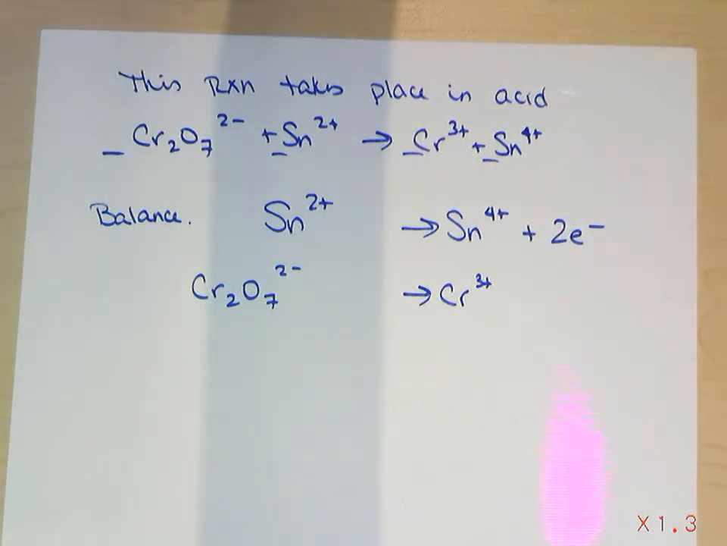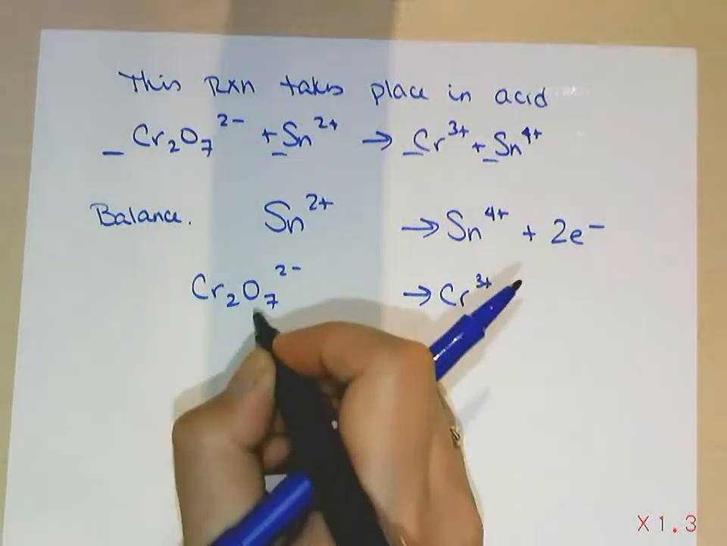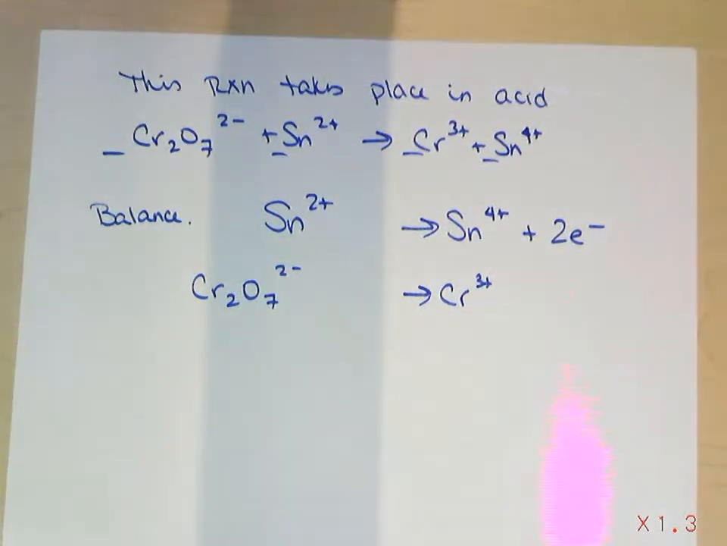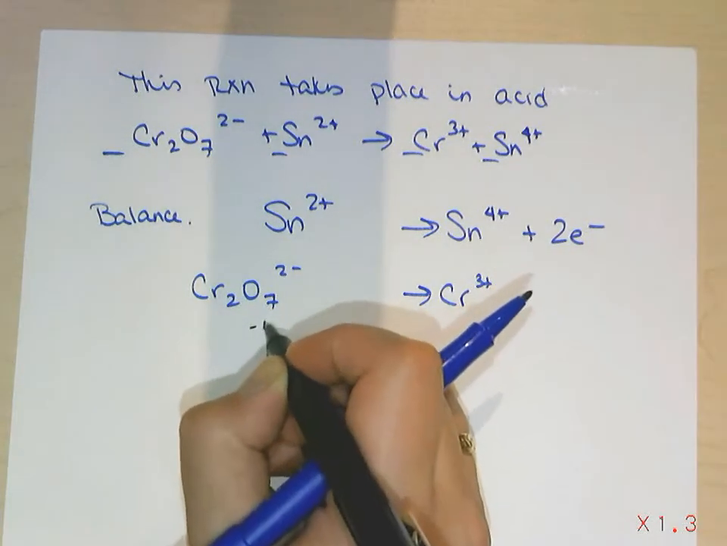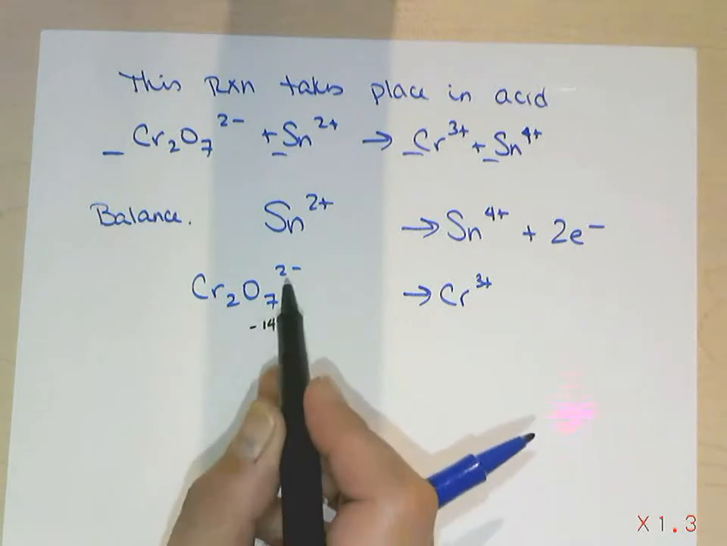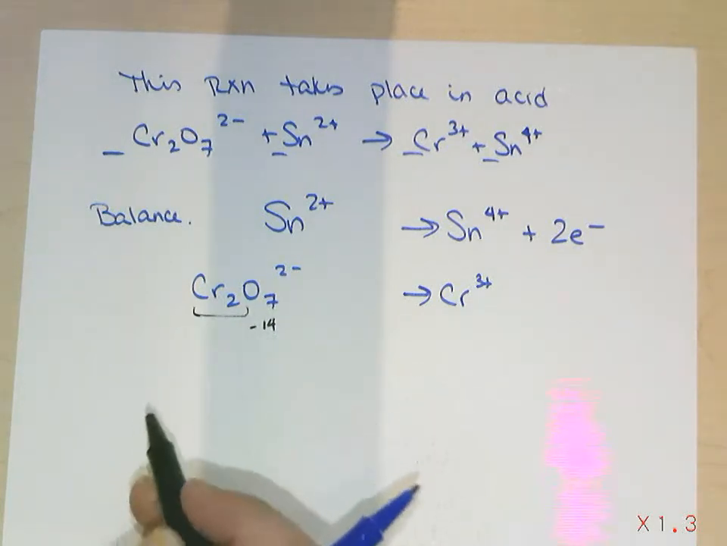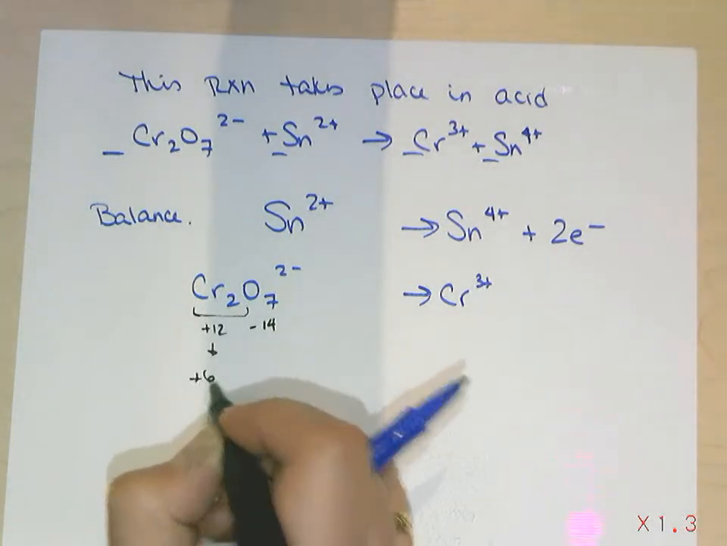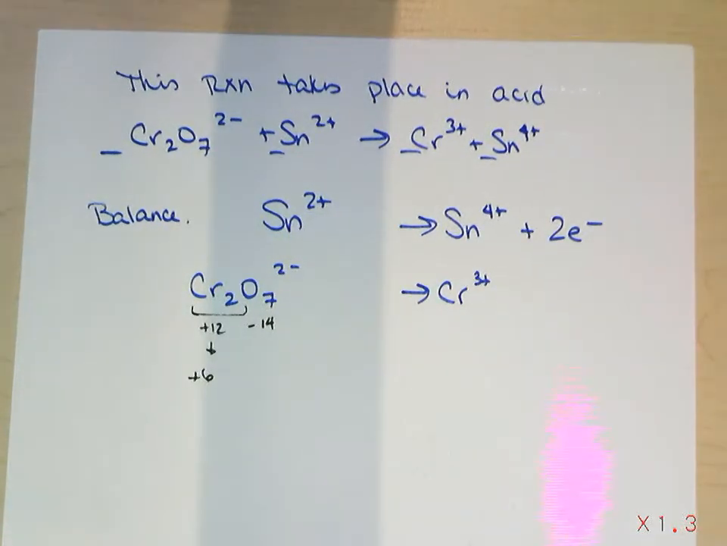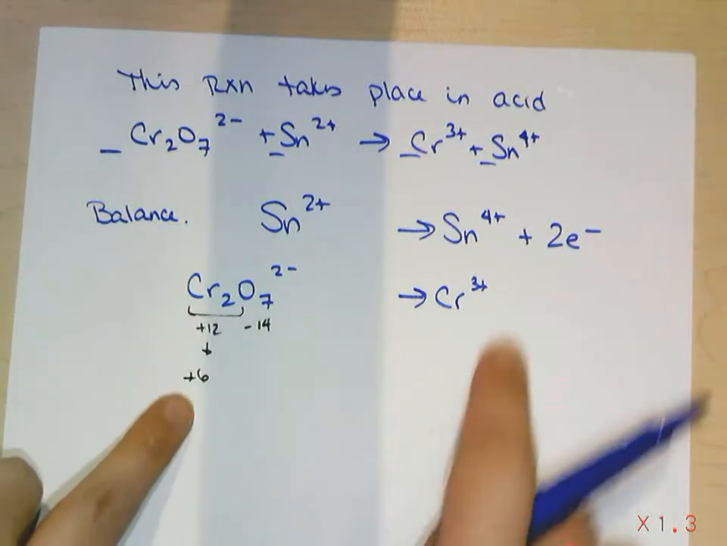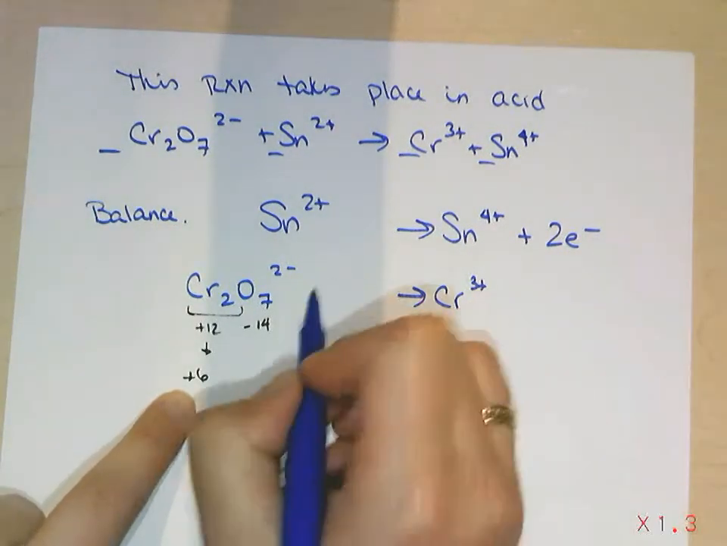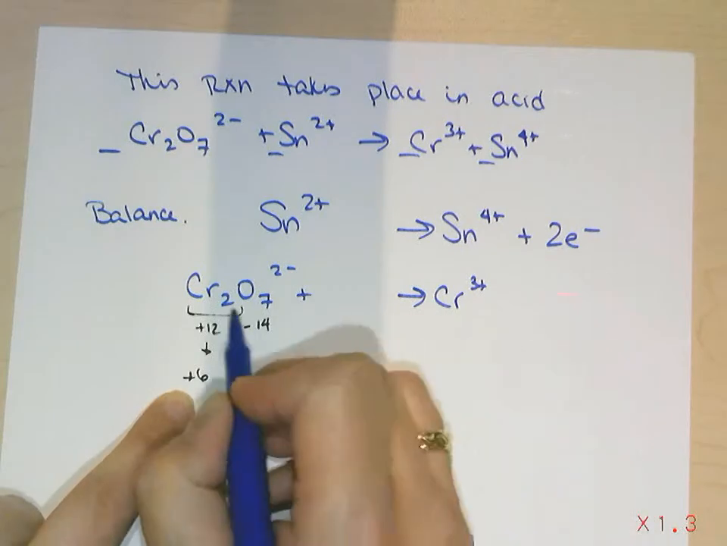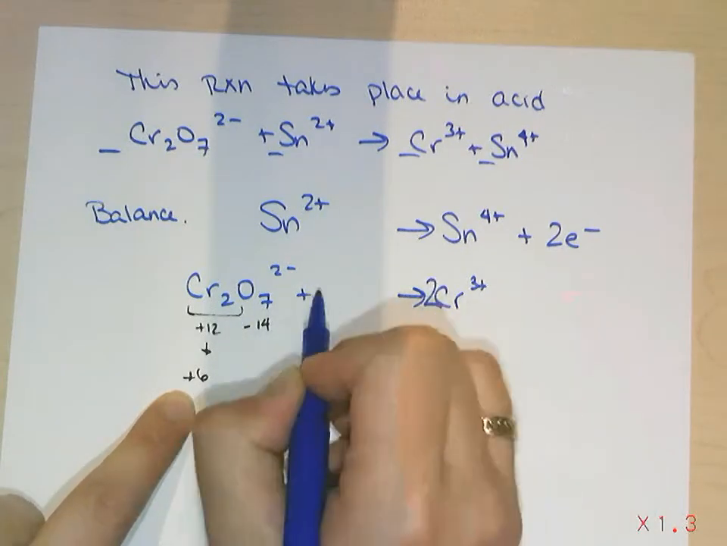All right, so I have 7. What's oxygen always? 2. So I have 7 of those, so minus 14. If the whole thing is minus 2, what are these two guys? Plus 12, which means they're each 6. So I'm going from plus 6 to plus 3. How many electrons do I need to go from 6 to 3? 3. But how many chromiums? I need 2, so I really need 6 electrons.